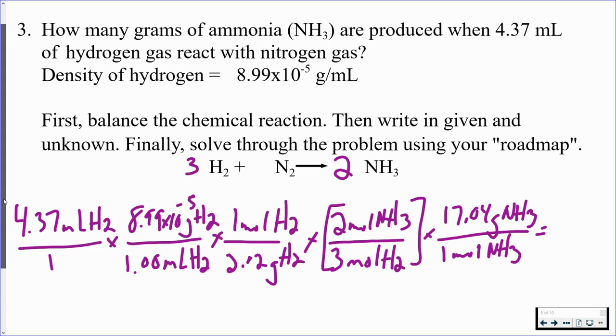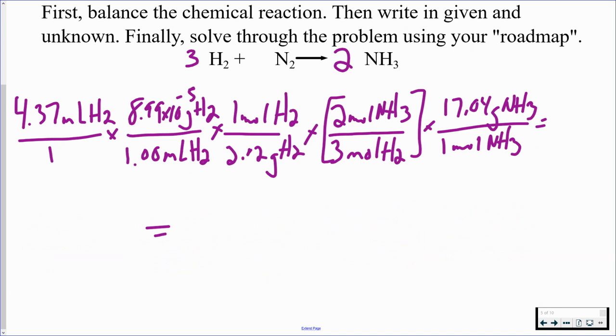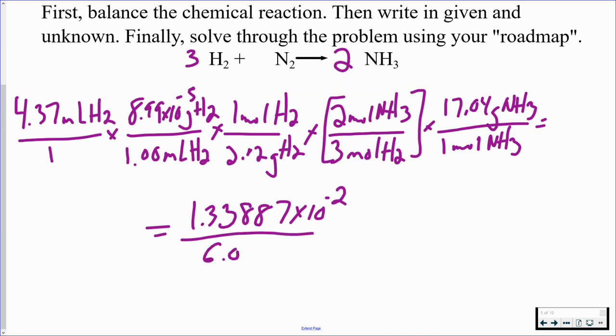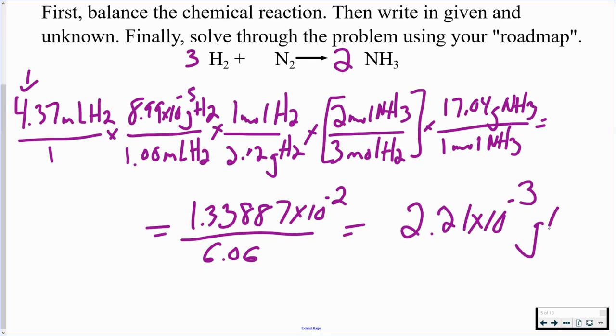Again, like I said, it is very helpful to do the intermediate step. So I multiplied my tops, and I got 1.33887 times 10 to the negative second, and we're going to divide that by 6.06, giving us a final answer with 3 sig figs based on the given. So the final answer is 3 sig figs, giving us a grand total of 2.21 times 10 to the negative third grams of ammonia. That is your final answer.